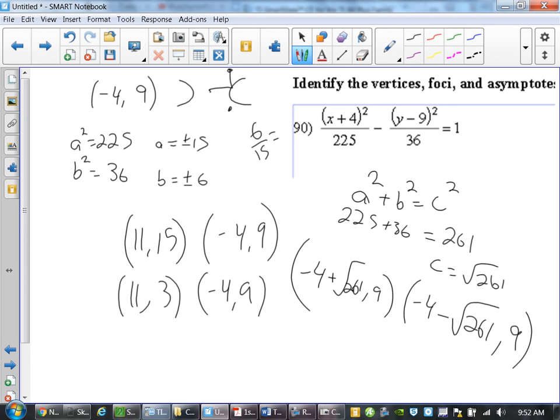What was it? 6 over 15 is what? 2/5. So y minus 9 equals 2/5 times x plus 4. Y minus 9 equals -2/5 times x plus 4. That's how to write those equations for the asymptotes.